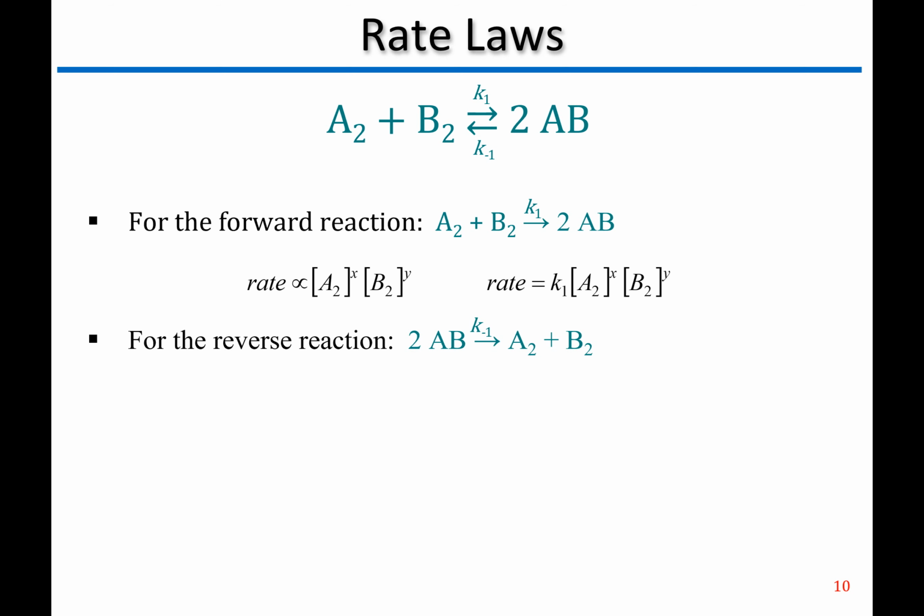And for the reverse reaction, so now if we look at this, we have 2AB giving us A2 plus B2. So just looking at the reverse reaction, what were products now become reactants, and what were our reactants now become our products. So now we have the reverse: 2AB gives us A2 plus B2. Okay, so we can say that rate is proportional to the concentration of AB raised to the z. Because remember, when we write these rate expressions, we're only interested in the reactants. We're not interested in the products. And we can say that rate is equal to K minus 1 times the concentration of AB raised to the z.